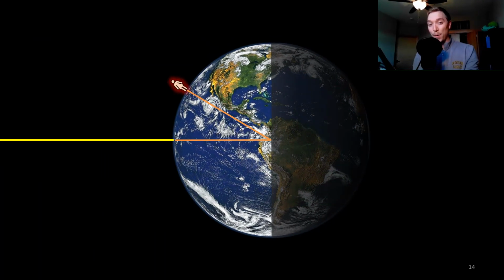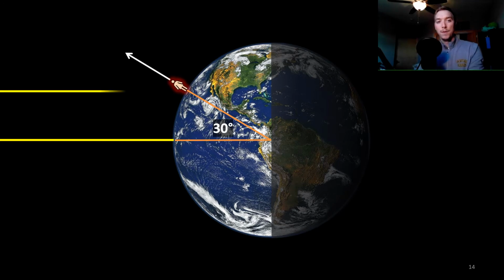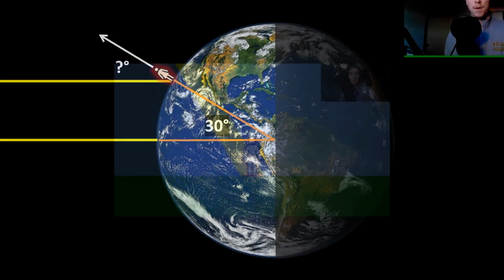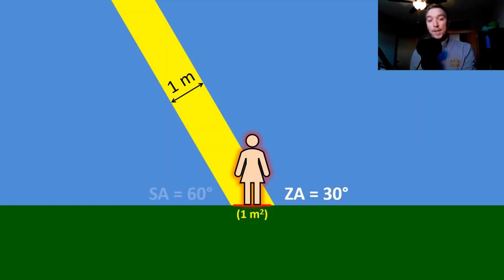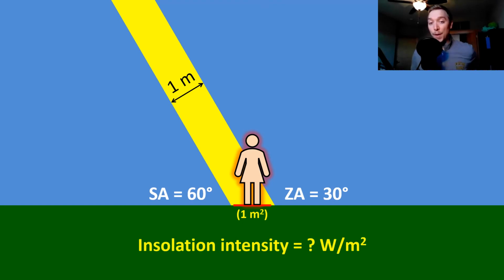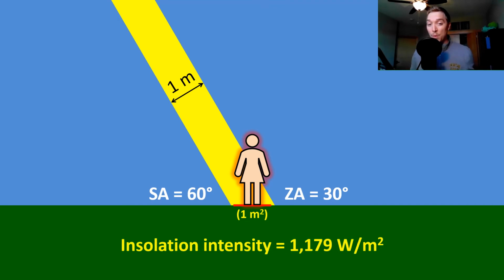Here we are a little bit further up our planet. That's a 30-degree zenith angle. So what is our sun angle? Well, here it's easy. It's 60, right? 60 degrees. 90 minus 30 gives us 60. What's our insolation intensity? Go ahead and pause the video here while you're trying to figure that out. You get 1,179 watts per meter squared. All right, let's try another one here.